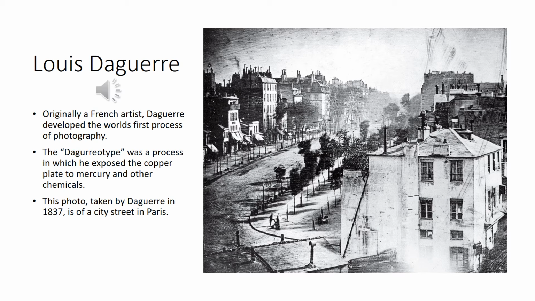Louis Daguerre, originally a French artist, developed the world's first process of photography. The daguerreotype was a process in which he exposed a copper plate to mercury and other chemicals to develop a photo as we see here to the right. This photo, one of the first in the world ever taken, is of a city street in Paris.